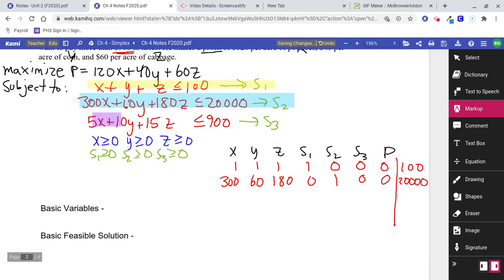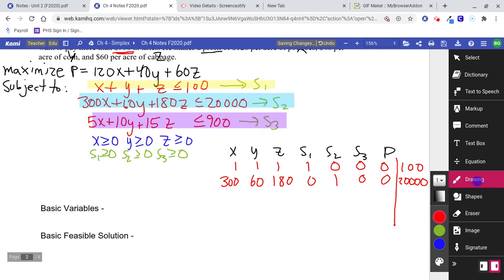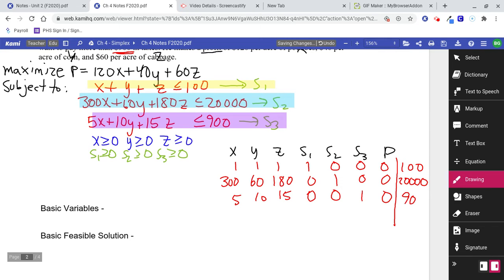And then we go to the third one. We've got 5x, 10y, 15z, 0s1, 0s2, 1s3, 0p, and it equals 900. Underline. Make that cross between the vertical line, which represents the equal sign, and then the horizontal line is going to separate my constraints from my objective function.